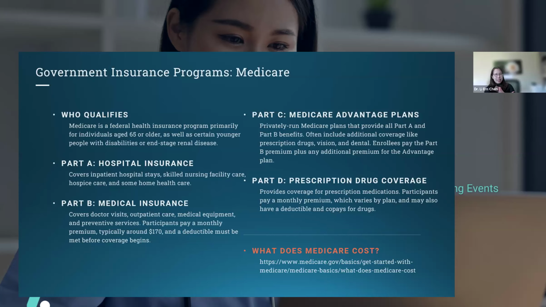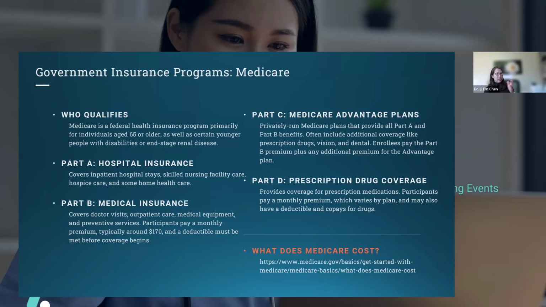Now, Part D is the drug coverage. It's medication coverage. So the vast majority of medications come under Part D, and in order to get Medicare to help cover your drug expenses, you have to buy Part D insurance. It's not free. But purchasing Part D insurance allows you to then get Medicare to partially cover your drugs.